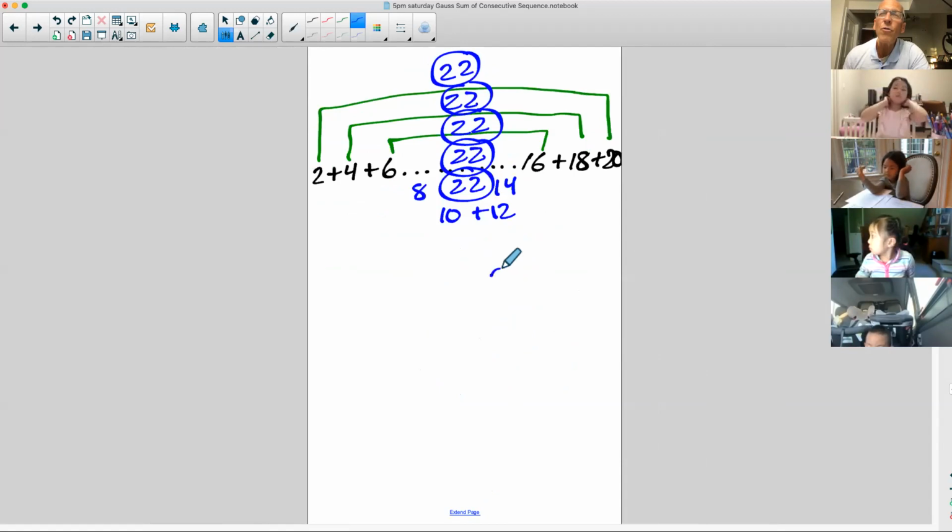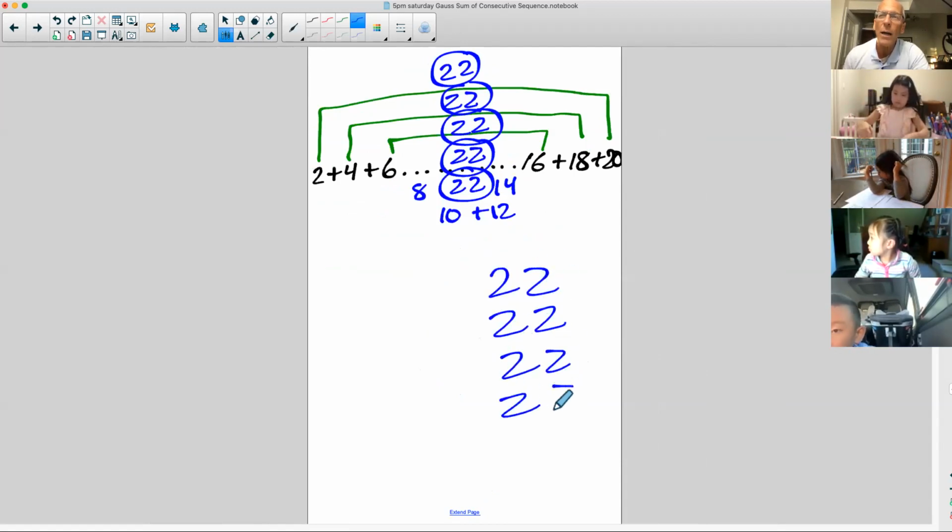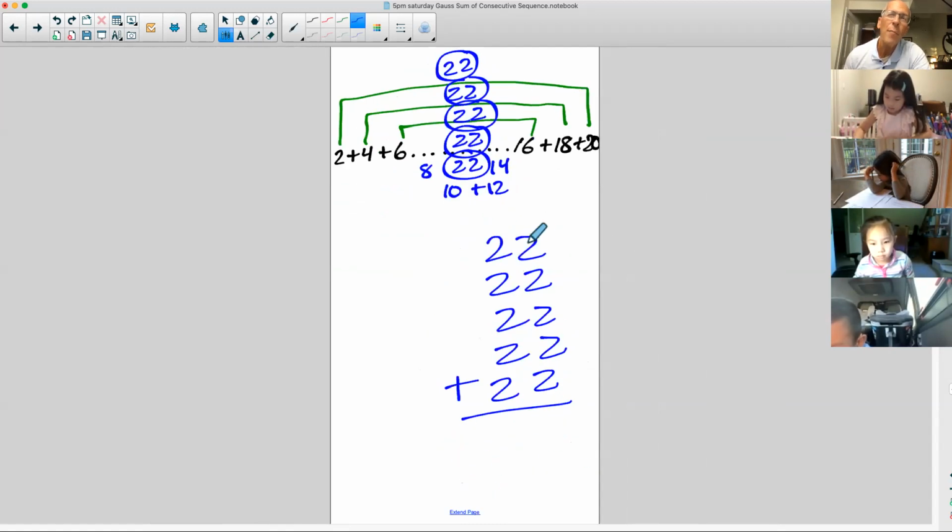So everybody do 22 plus 22 plus 22 plus 22 plus 22. And who could tell me what is 2 plus 2 plus 2 plus 2 plus 2? 5 times. And all you have to do is count by 2, 5 times. 2, 4, 6, 8, 10. And what do I put in the ones column, Larry?